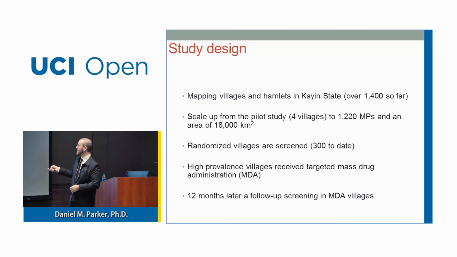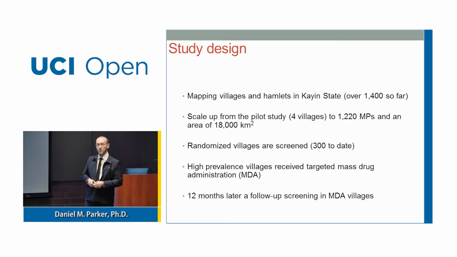And at this point, as of this month, we've got 1,220 malaria posts that are operating in the area. So we went from 4 to over 1,000, and it's an area of about 18,000 square kilometers. It's a relatively big area. We randomized these villages, so each of these villages winds up with a unique identification code, and we randomly selected 300 of them for surveys.